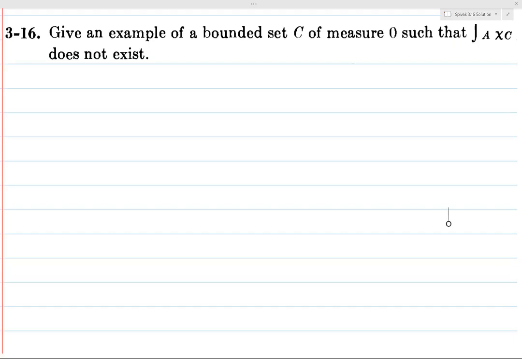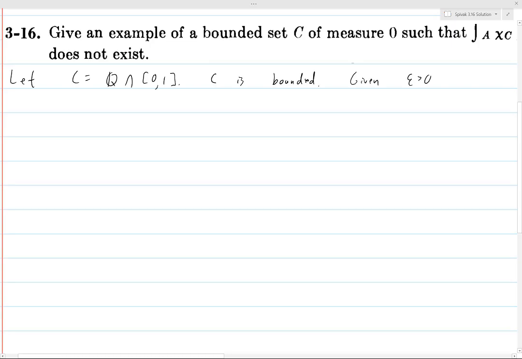All right, we want to give an example of a bounded set C of measure 0 such that the integral of the indicator function does not exist. There's a standard example for this. We're going to let C be all the rational numbers that lie between 0 and 1. C is bounded because it's a subset of the interval from 0 to 1. We want to prove that it has measure 0, and I think this argument was given in the textbook.